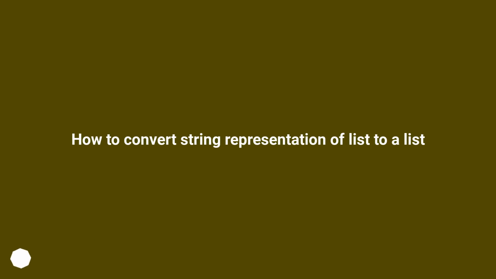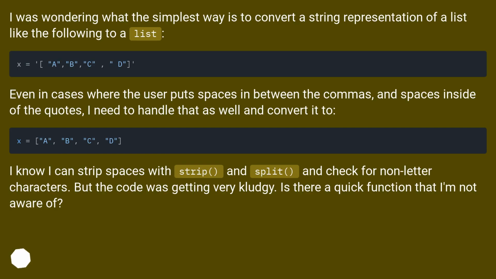How to convert string representation of list to a list. I was wondering what the simplest way is to convert a string representation of a list like the following to a list. Even in cases where the user puts spaces in between the commas, and spaces inside of the quotes, I need to handle that as well and convert it to.